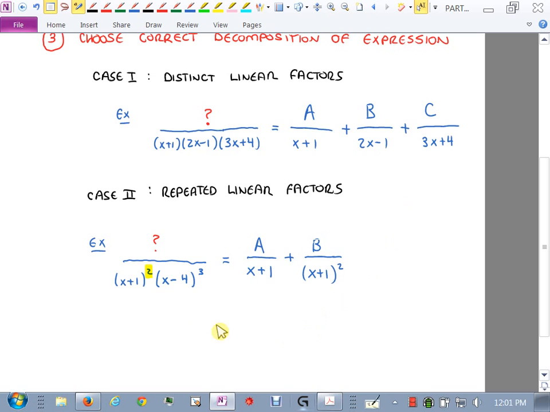What do you think I'm going to have to do for this one? Same thing. So C over x minus 4, now bring up the power, D over x minus 4 squared, and then, yes, you're not seeing things, E over x minus 4 to the third, and that's when I stop. Think about what you'd have to do to figure this out. Think about the common denominator and how ugly this is going to be over here.